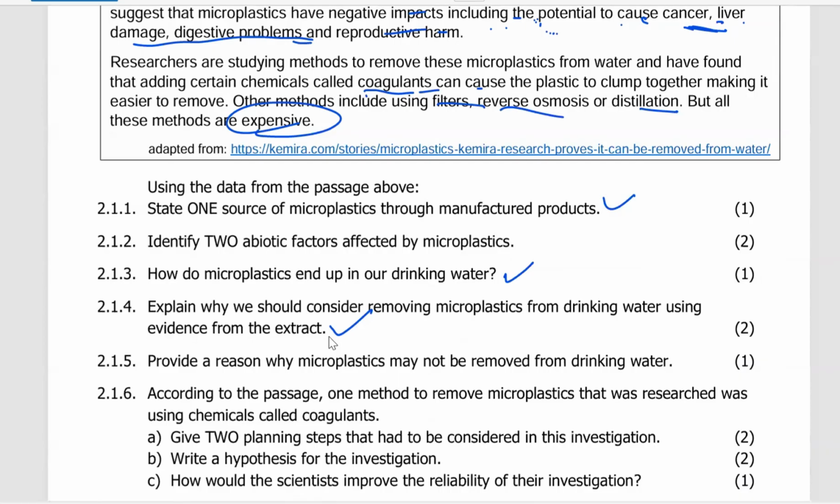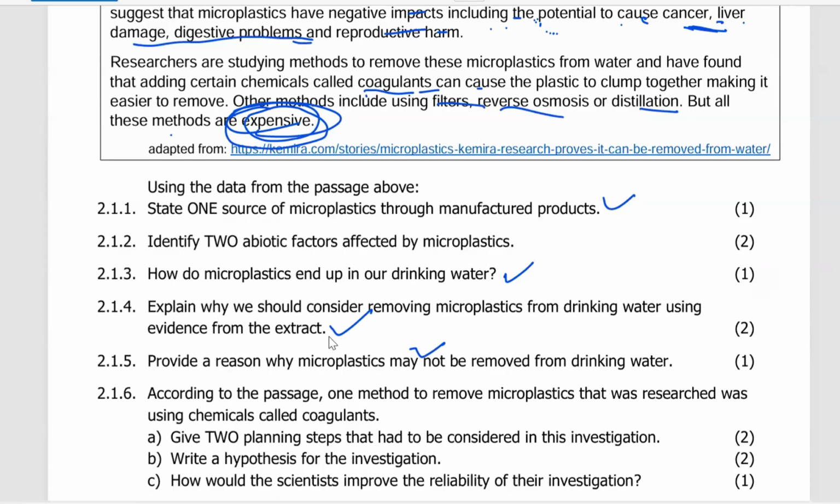Then they ask for a reason why microplastics may not be removed from drinking water. So what do you think? We say that the methods which can be used to remove them are very expensive.